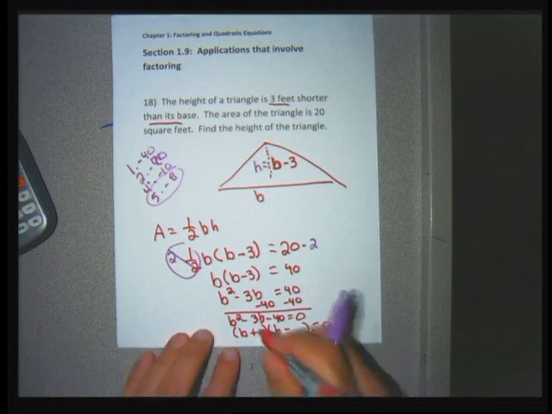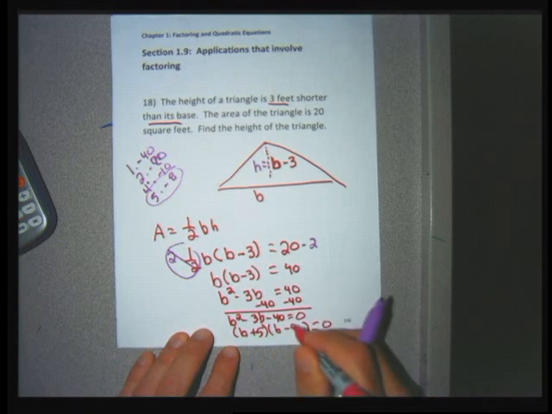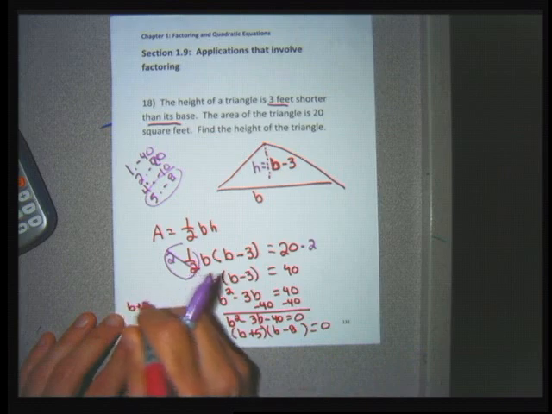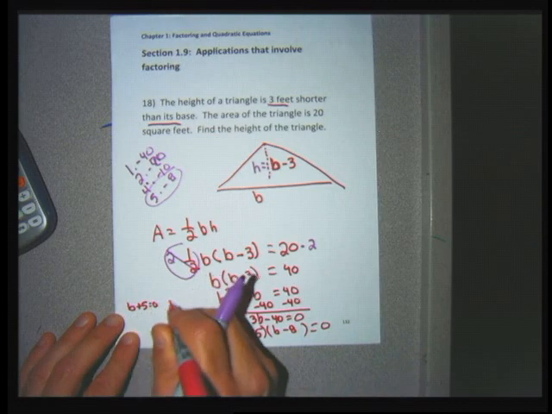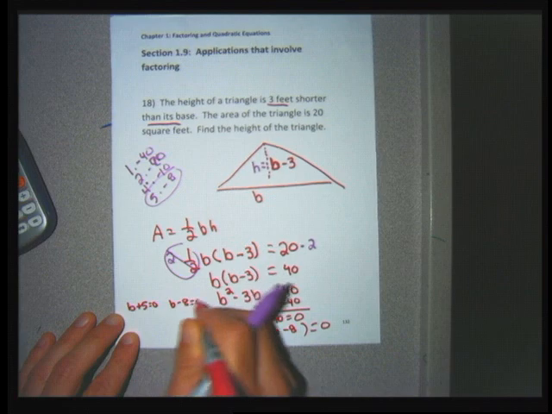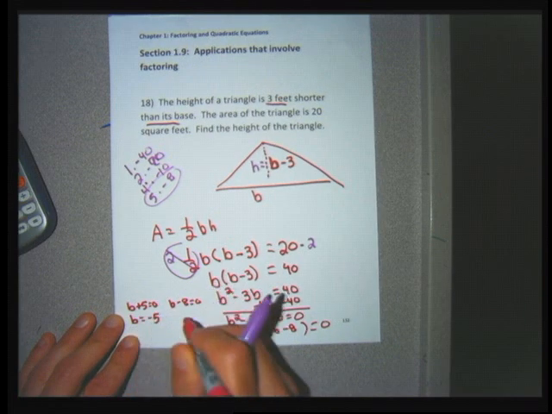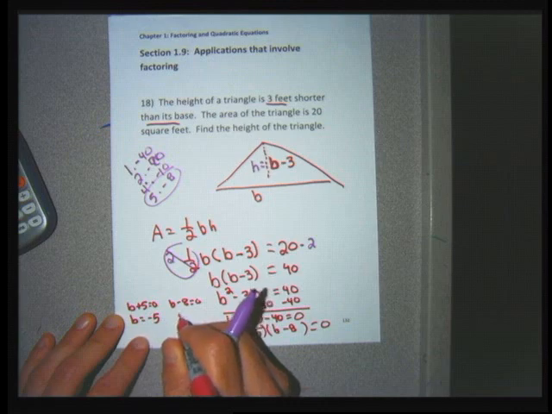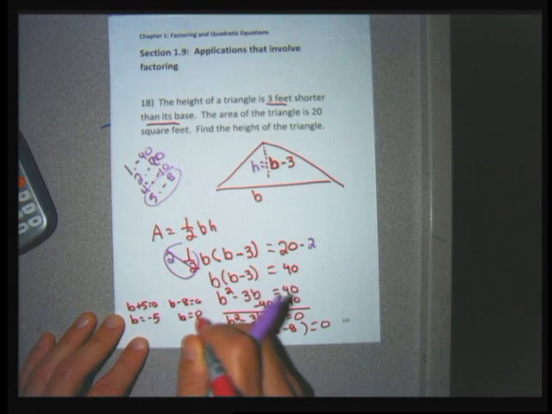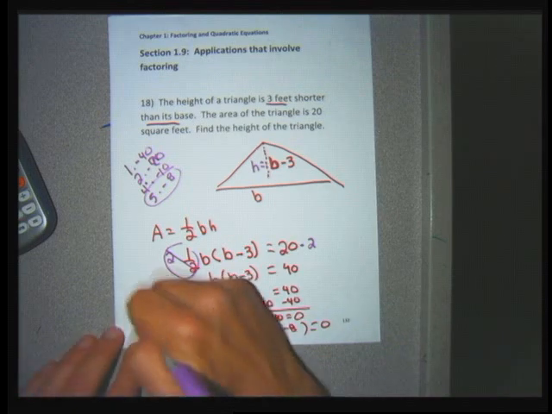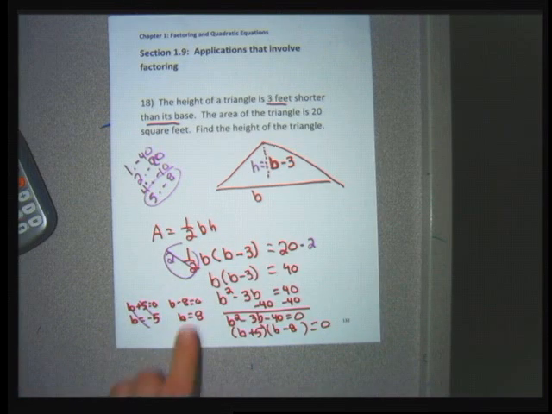So I'm going to do plus 5 and a negative 8, and then I'm going to go b plus 5 equal to 0, b minus 8 equal to 0. The b plus 5 equal to 0, you subtract 5 from both sides and get b equal to minus 5. The b minus 8, you add 8 to both sides and get b equal to 8. It's a geometry problem. I throw out the negative answers. So my answer for the base is 8 feet.